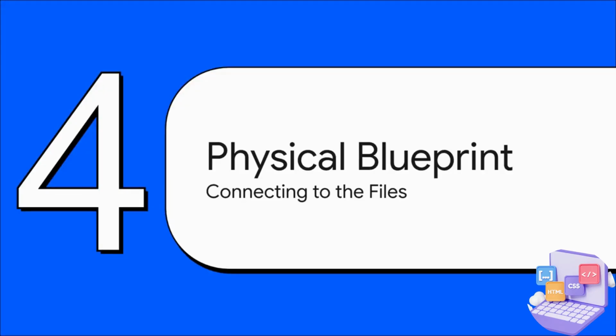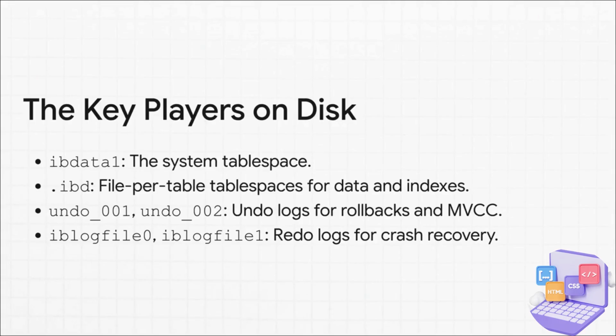All right, so we've been talking a lot about these logical ideas, the dictionary, the caches, but let's get back to reality for a second. What does this actually look like on disk when you're looking at the files in your data directory? How does it all fit together? So, when you look in your data directory, you see your .ibd files, one for each table, containing all your data and indexes. But the unsung heroes of this whole story, the files that make all this transactional magic happen, are the logs, specifically the undo logs and the redo logs.